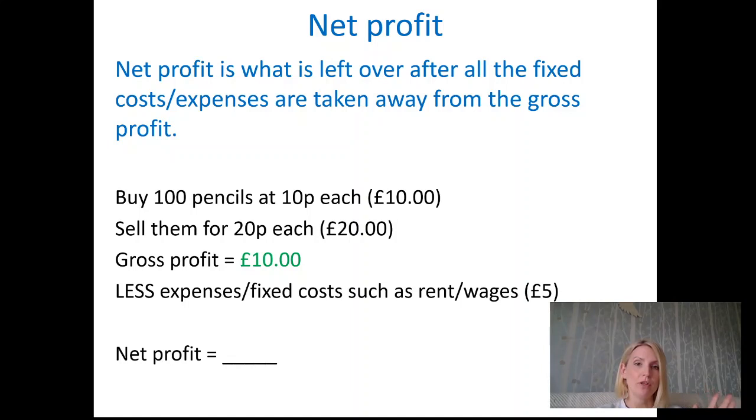So bought the 100 pencils at £10. We've sold them for 20 pence each. We've made £10. Brilliant. But then what we've got to do is deduct our expenses. So for the sake of this example, rent and wages, it's £5. How much is our net profit? Oops, it's just £5.